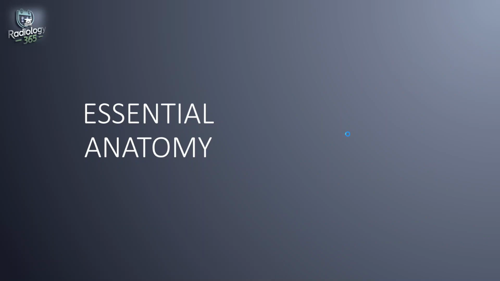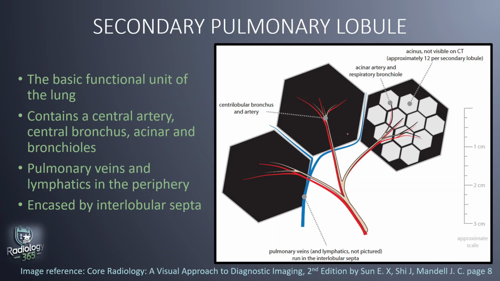Let's start off with some essential anatomy. The secondary pulmonary lobule is the elemental unit of lung function, and each secondary pulmonary lobule contains a central artery, which is aptly named the centrilobular artery, and a central bronchus, each branching many times to ultimately produce acinar arteries and respiratory bronchioles. On CT, the centrilobular artery is seen as a very faint dot, but the centrilobular bronchus is not usually seen.